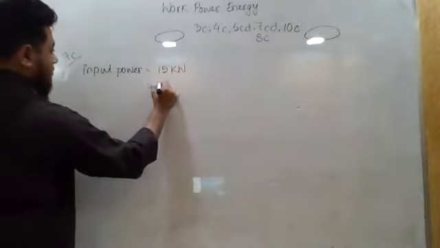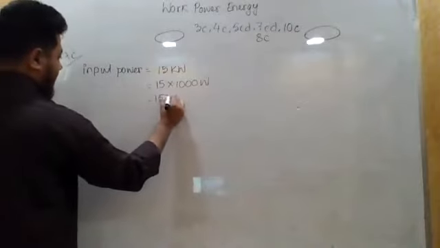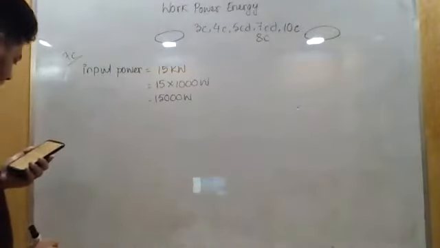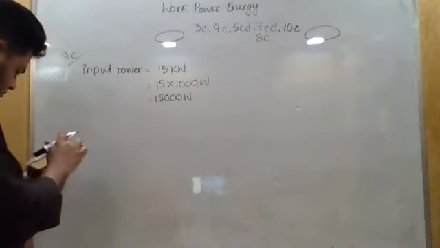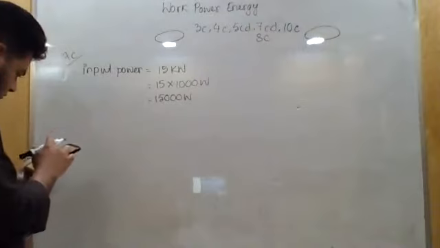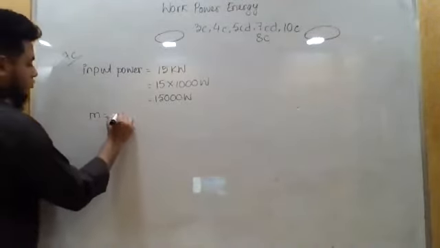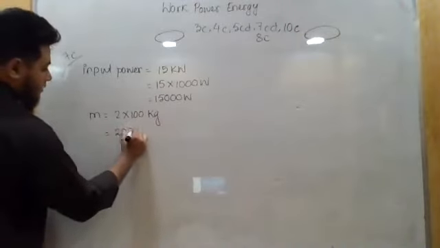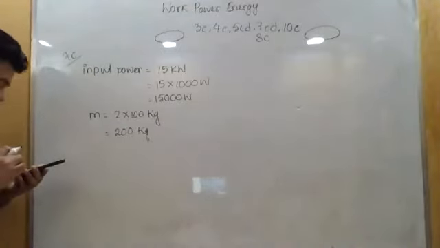15 kilowatt. You need to convert it to watt, so you have to multiply by 1000. Okay, fine. Can lift 2 quintal water. 2 quintal, I guess 1 quintal is equal to 100 kg, right? Let me check. 1 quintal is equal to 100 kg, right? So mass is equal to 2 quintal means 2 into 100 kg. Remember, and whenever there is ton, 1 ton is equal to 1000 kg. Okay, you must remember this.